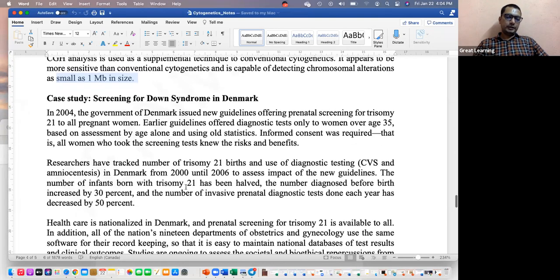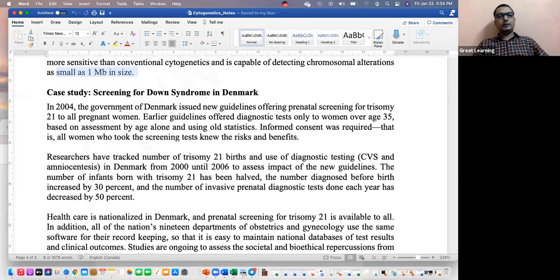I've shown a case study here. So this is about what they're doing in Denmark with respect to Down syndrome. In Denmark, the government in 2004 issued some guidelines where they wanted every pregnant mother to go through prenatal screening for Down syndrome, irrespective of whether she is of age 35 or even earlier than that. Initially, they said only females at the age of 35 and above were screened for this if they are pregnant.